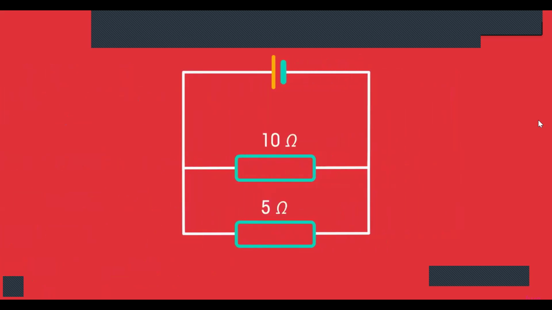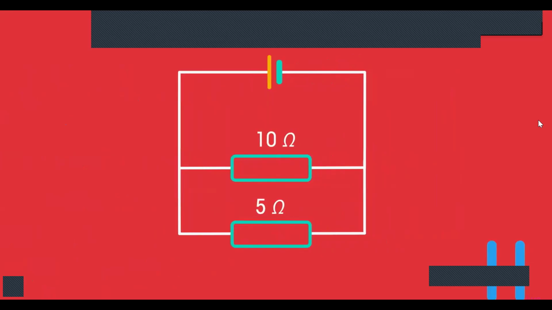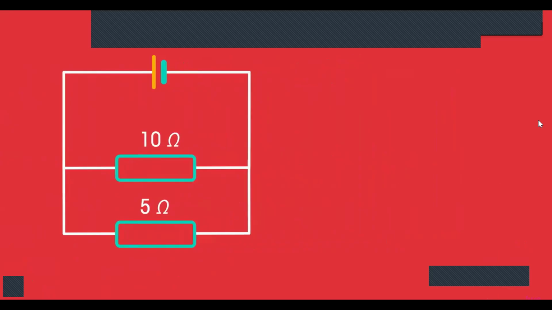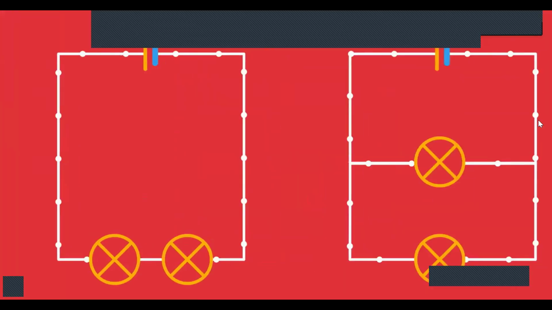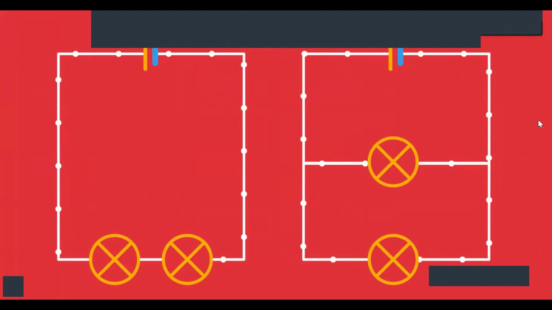Try this one. One over R equals 1 over 10 plus 1 over 5, which equals 3 over 10. So R is 10 over 3, which equals 3.33 ohms. How did you do? So now you know how series and parallel circuits differ and how we can calculate the resistance experimentally.